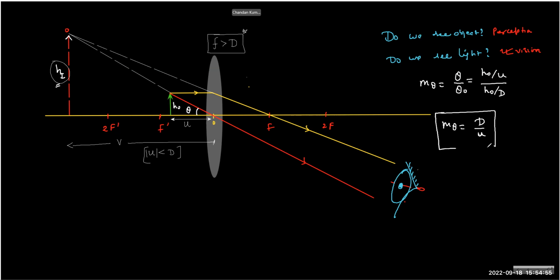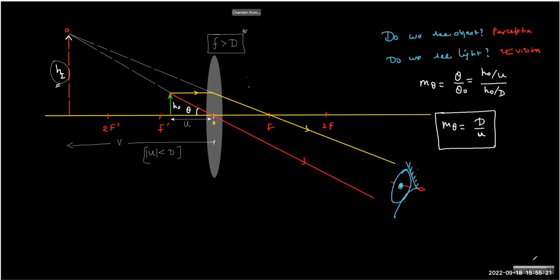What is fascinating here is that this has nothing to do with the actual size of the object. The human eye will see something magnified or diminished based on the position only. It is D by u. And this is the formula. This formula is the end of the simple microscope. D by u is the formula we have to go with.